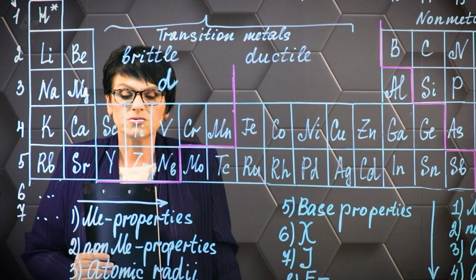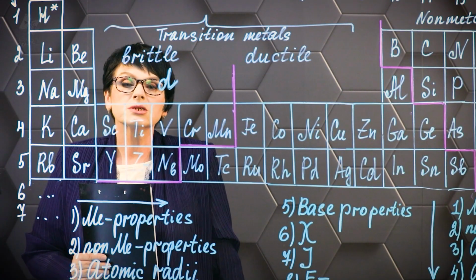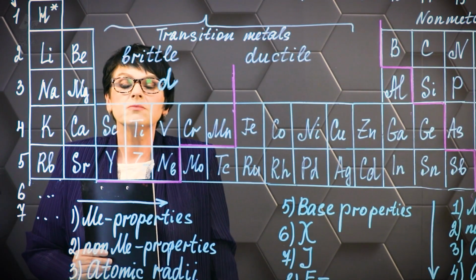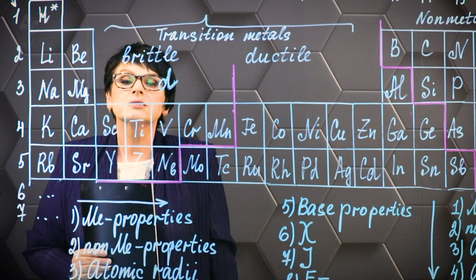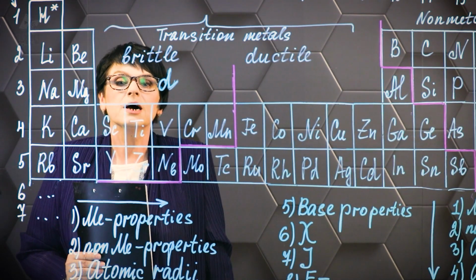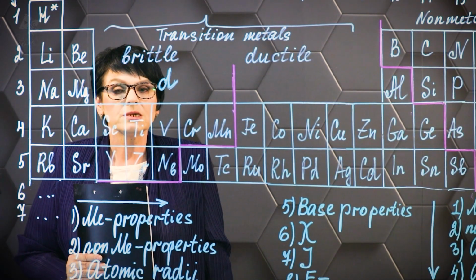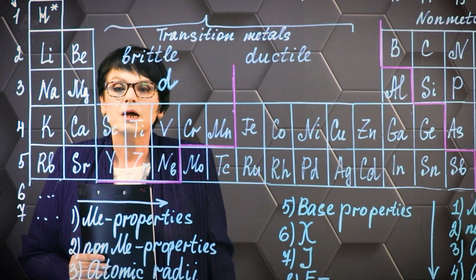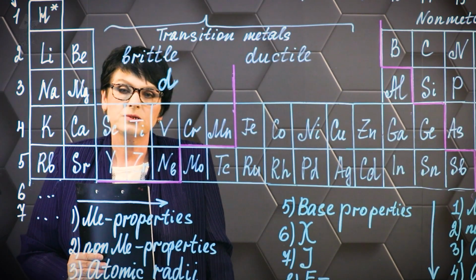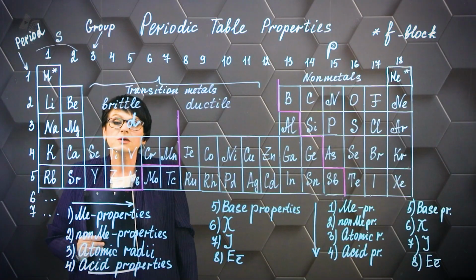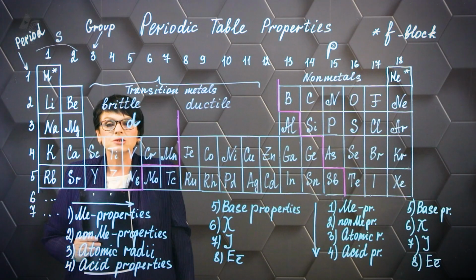So the metallic properties. First of all, let's remind ourselves that metals are elements that tend, in order to complete their outer level, to give up electrons. The easier they make it, the stronger the metallic properties look. The more weakly they do this, the correspondingly weaker the metallic properties will be expressed. So how do metallic properties change?